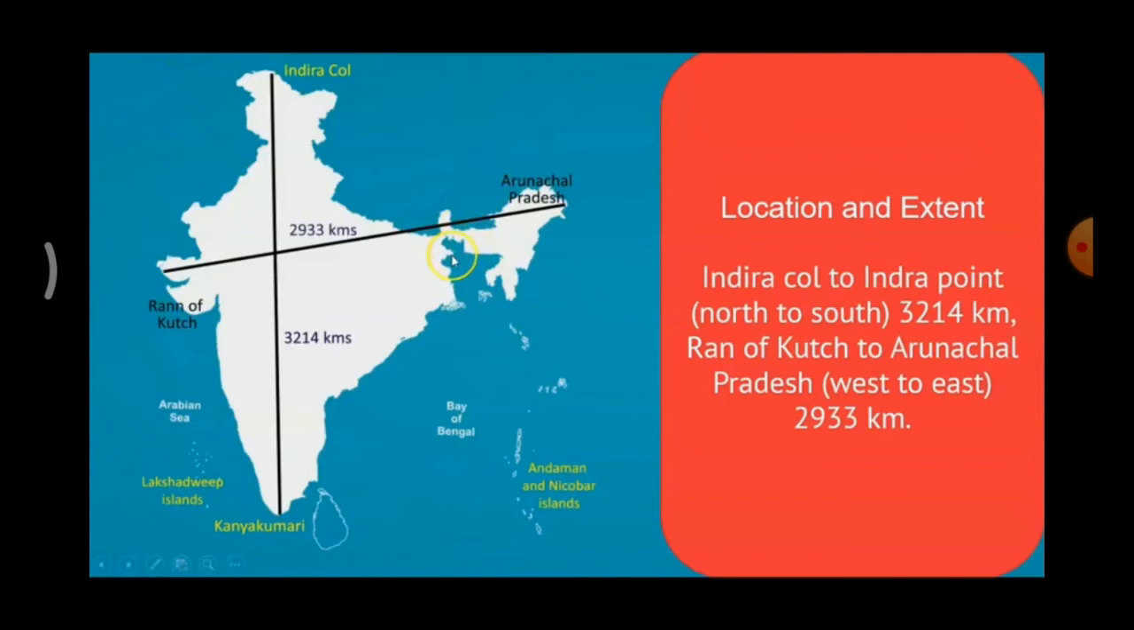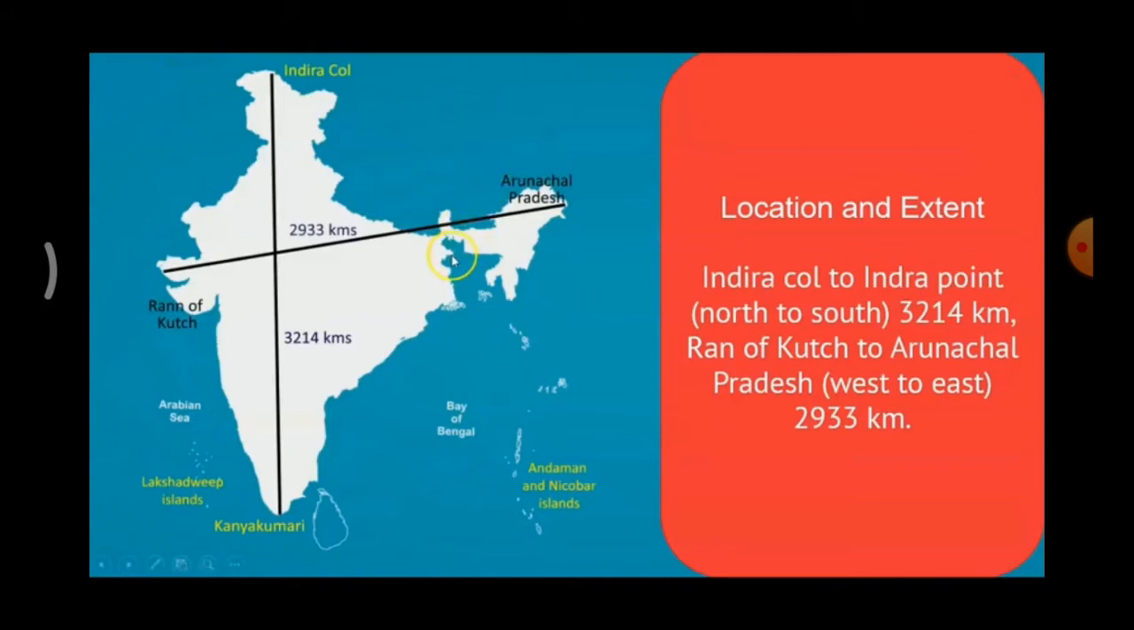The east-west extension is 2,933 km. It stretches from the Rann of Kutch, Gujarat in the west to Arunachal Pradesh in the east. So, how do we measure our east-west extension? From the Rann of Kutch, that is Gujarat, to Arunachal Pradesh. How many kilometers? 2,933 kilometers.